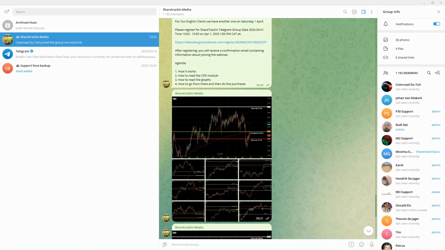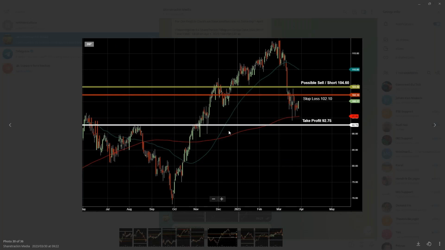Right, go down here and we look for INP. So there's INP. All right. So possible sell short on 104 Rand and 60 cents with our stop loss on 102 and 10 cents. Take profit down there on 92. Okay. So I'm going to buy the share as if I bought it on that day. So you can see basically what the potential profit was if we bought it on that price.